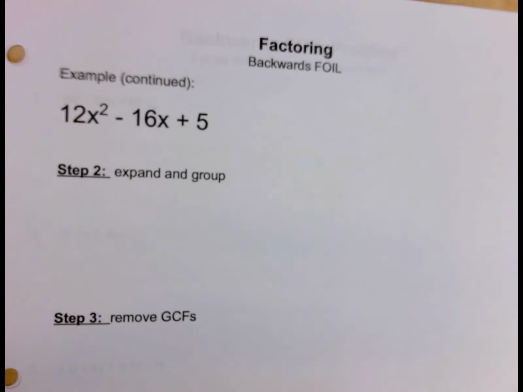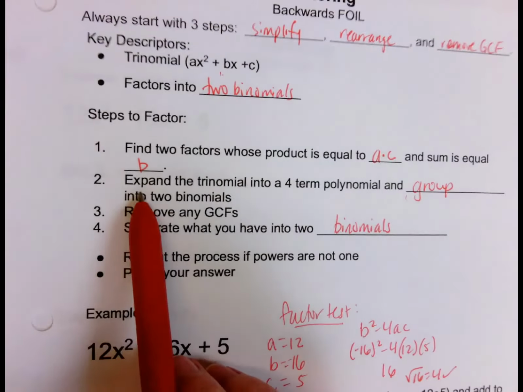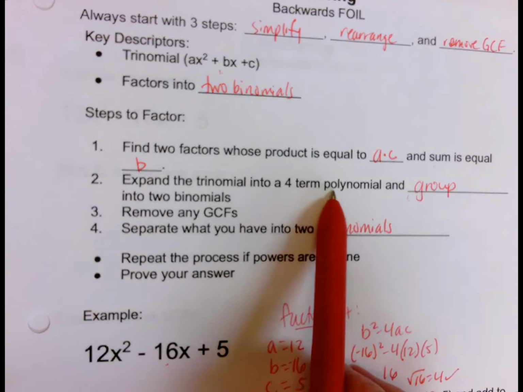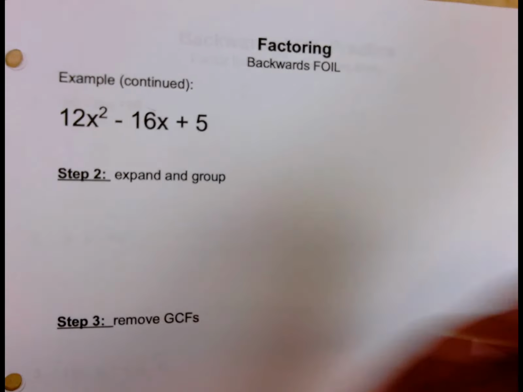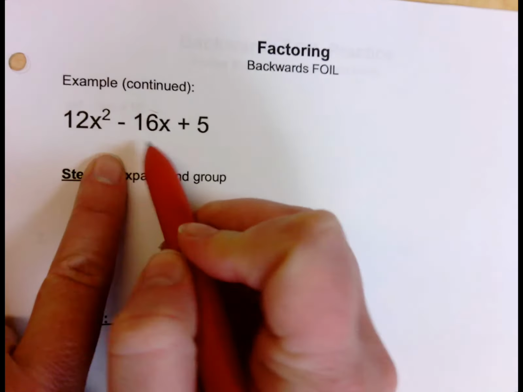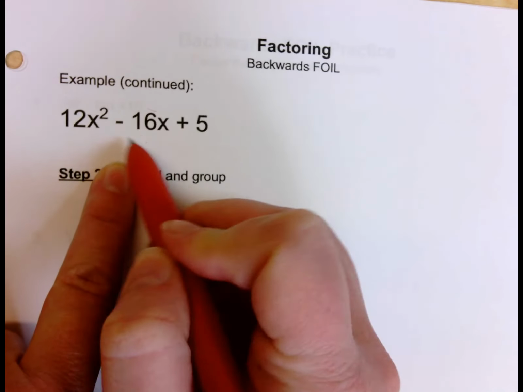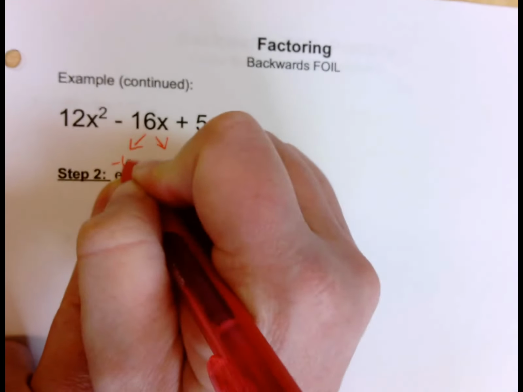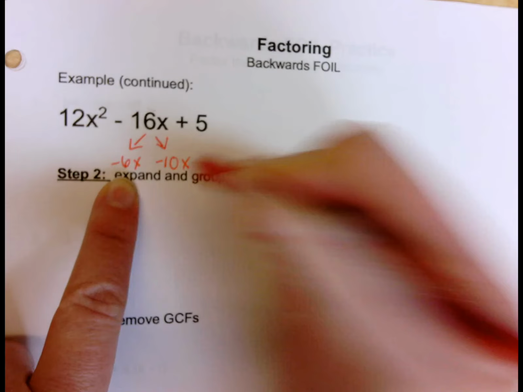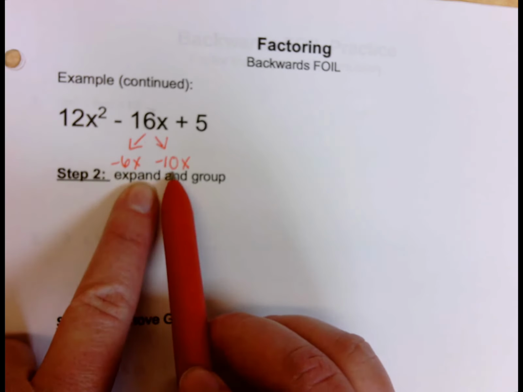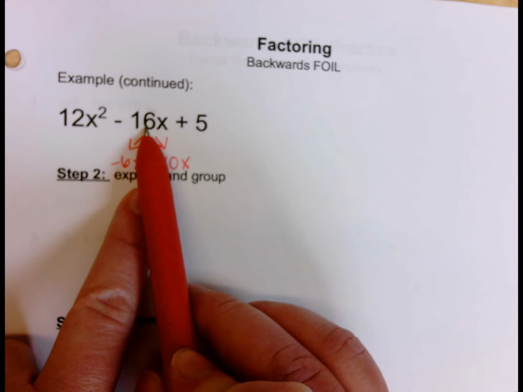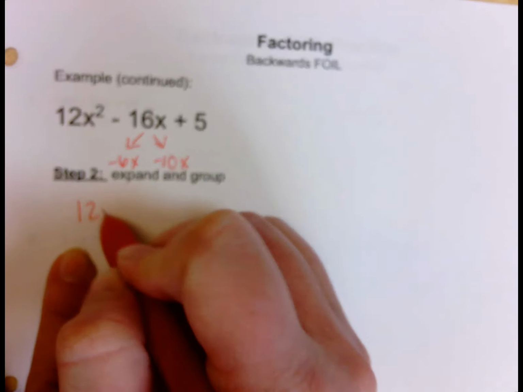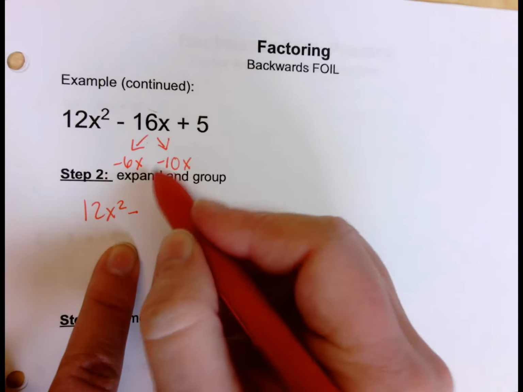So that's step one. Now, step two. Let's go back up here. Step two says, expand the trinomial into a four-term polynomial and group into two binomials. It's a lot of words. Here's what it means, okay? Now, I know that this negative 16 can be split into the two factors that we just found, negative 6x and negative 10x. If we add them together, they are going to be negative 16. So I haven't changed anything here. All I've done is expanded this from 3 terms into 4.